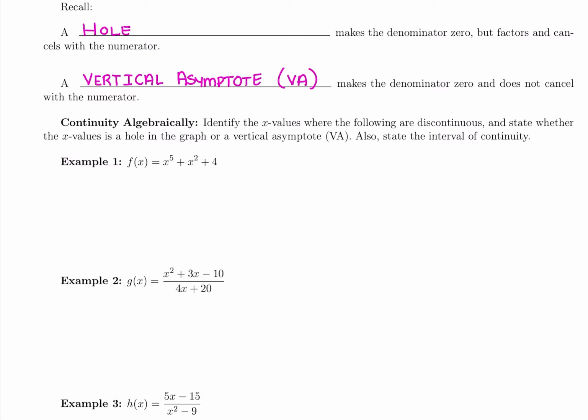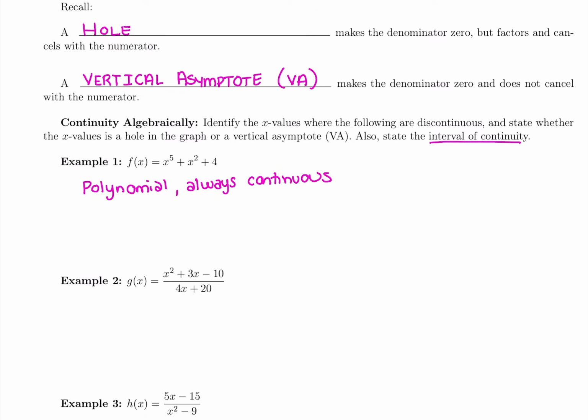Well, there's no denominator. This is called a polynomial, right? What do we say about polynomials? Polynomials, so it's always continuous. There is not going to be a place that is going to be a hole or a vertical asymptote on this. There's not even a denominator. So it's always continuous, and we're going to practice writing some interval notation.